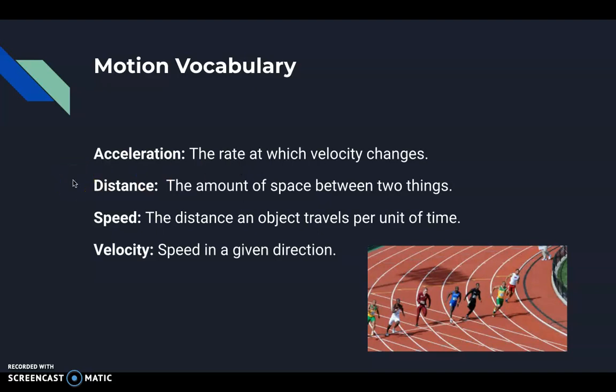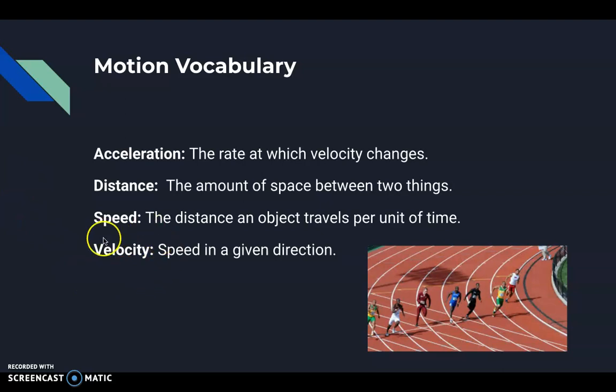Distance, the amount of space between two things, essentially how much space there is between point A to point B. Speed, the distance that an object travels per unit of time. That's why when you see miles per hour on the road, it's essentially telling you your speed. How many miles can you cover in a certain time, an hour?